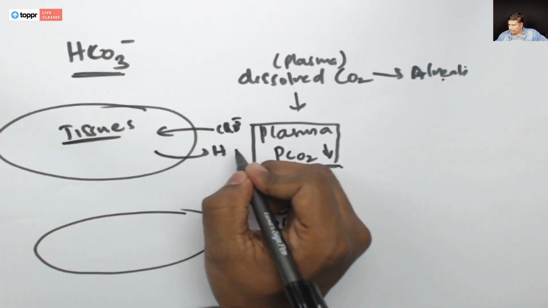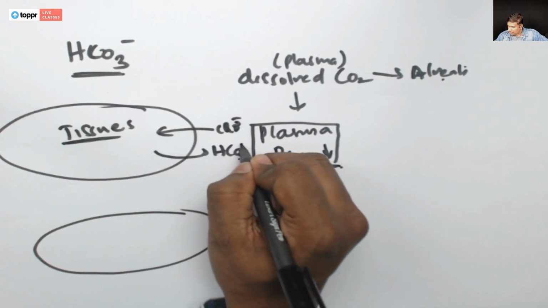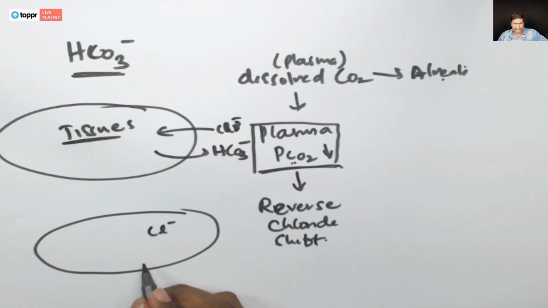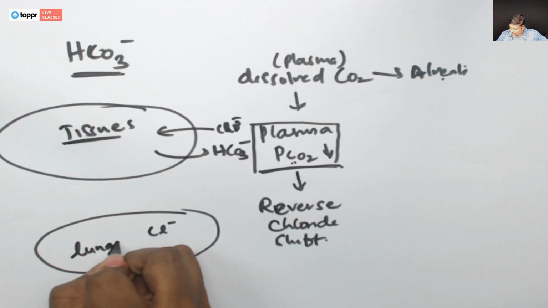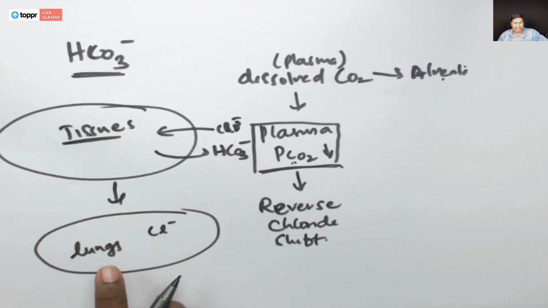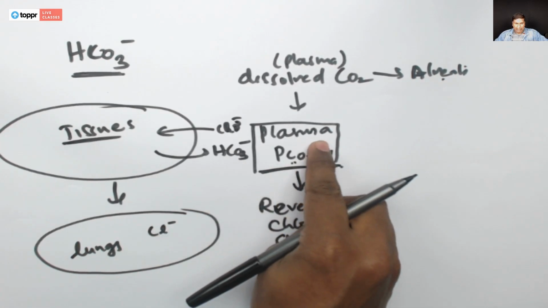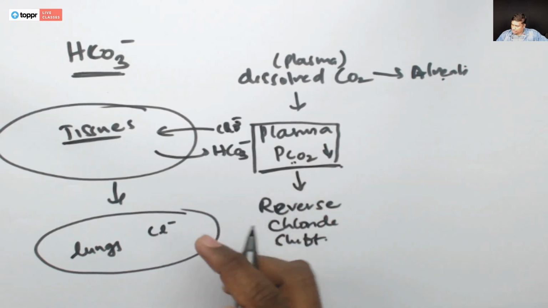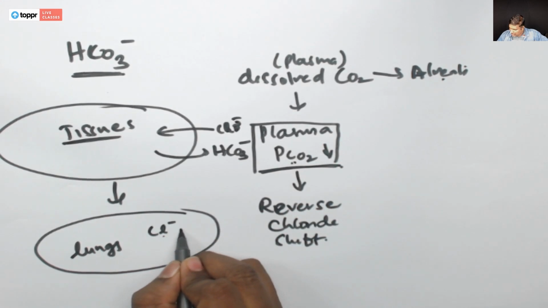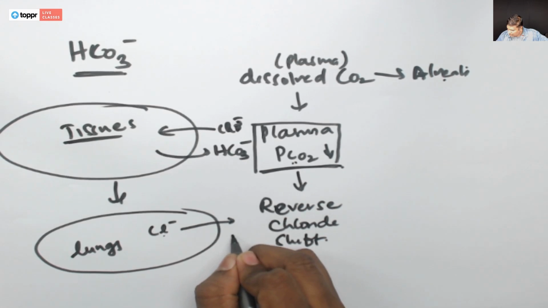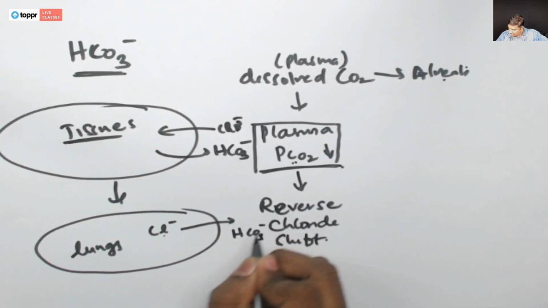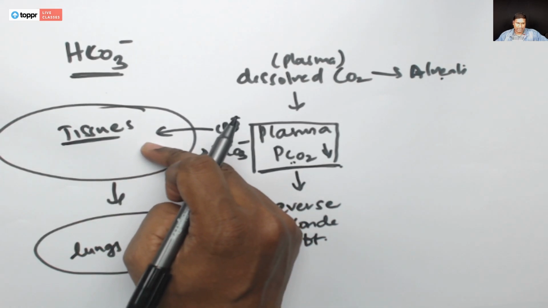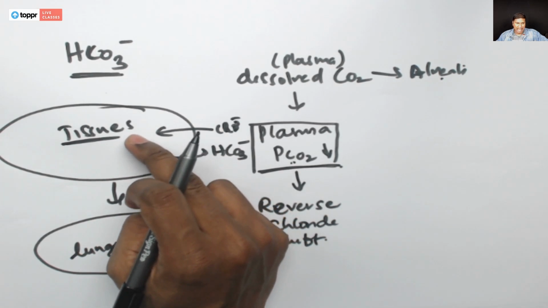Okay, at the tissue level, what is happening? HCO3 minus is being pushed out and chloride ion is being taken in. So inside the RBC we have chloride ion. Now this is at the lungs. This RBC has traveled and reached the lungs. Now what is happening? The partial pressure of plasma for carbon dioxide is going down. So the chloride ions here are exchanged with the bicarbonate ions which are present outside. That is a reverse of what we saw in the tissues.